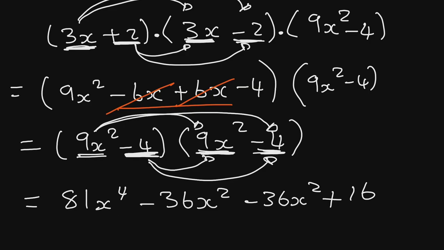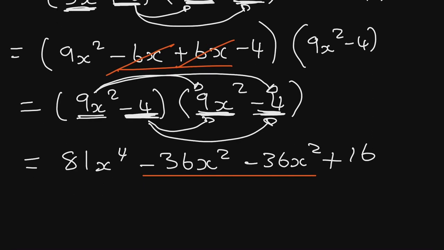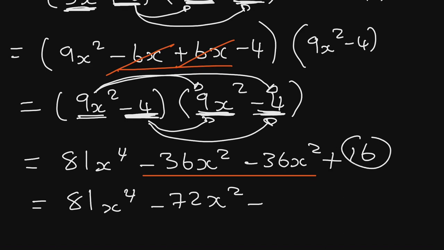So what is left is for us to add the like terms, and then we can see now we have negative 36 minus 36, of which they are going to add up. So now we have 81x to the power of 4, and then negative 36 minus 36 is going to be how much? Is going to be negative 72x squared. And then we have our constant, so we're just going to drop it down to say we have positive 16. So that is how you simplify.